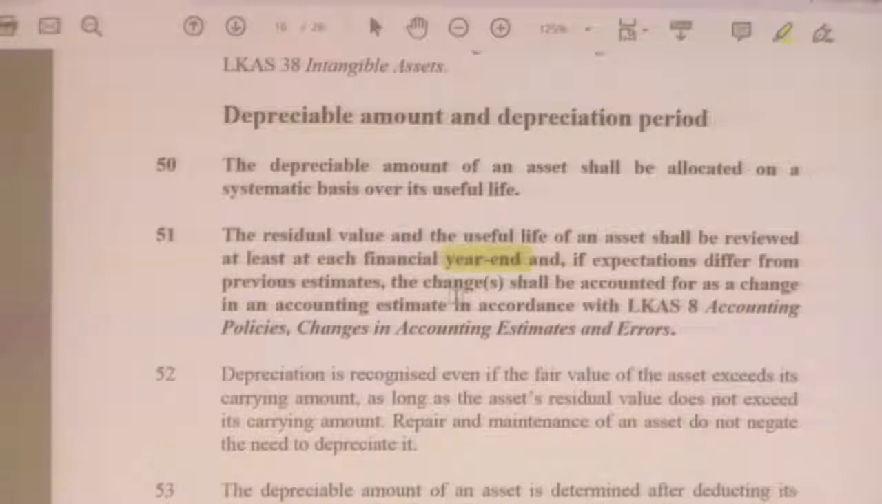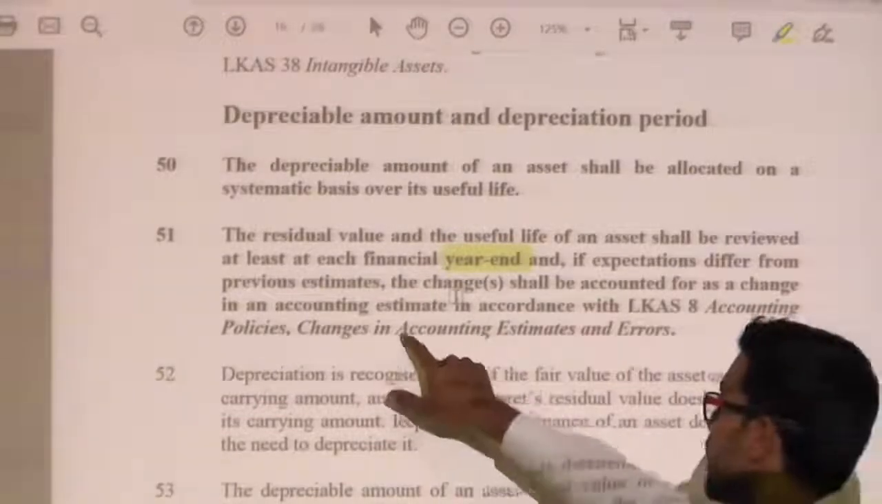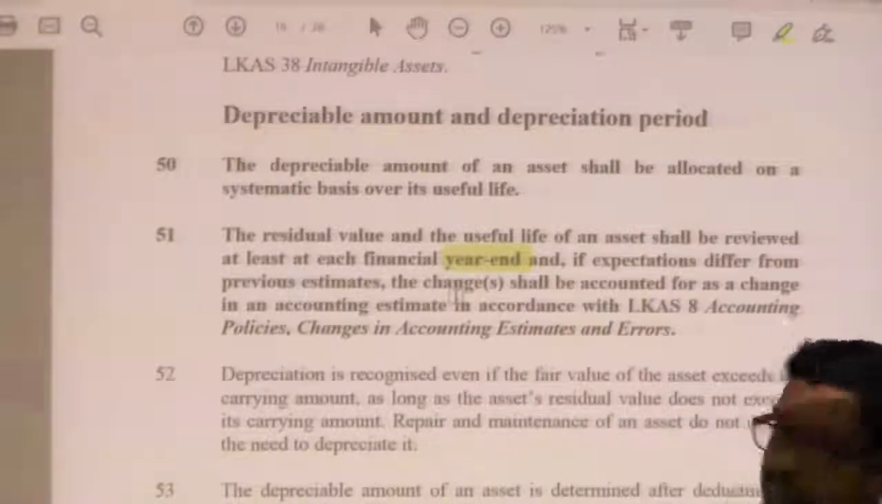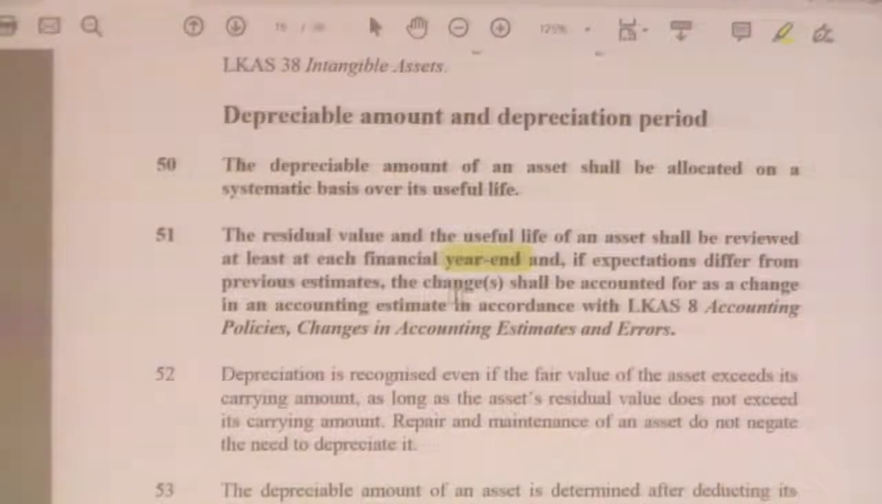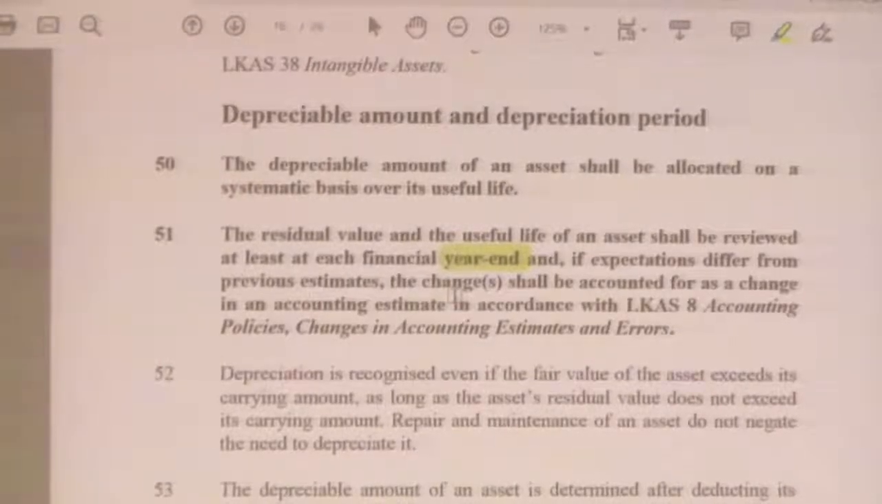The changes shall be accounted for as changes in accounting estimate in accordance with LKS 8, accounting policies, changes in accounting estimates. So this is what accounting estimate covers under LKS 8. LKS 8 requires you to carry out residual value testing at the end of each financial year if the expectation differs year on year, right? Fine, which is explained in paragraph 51.